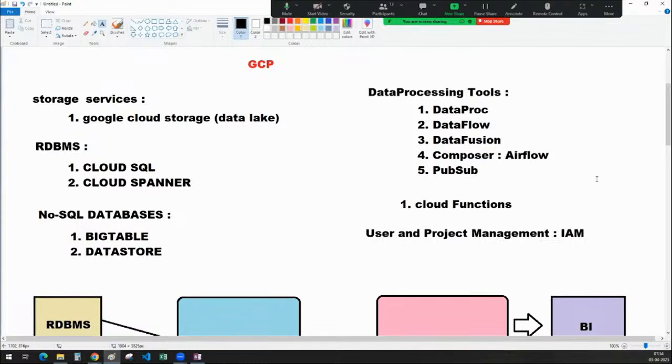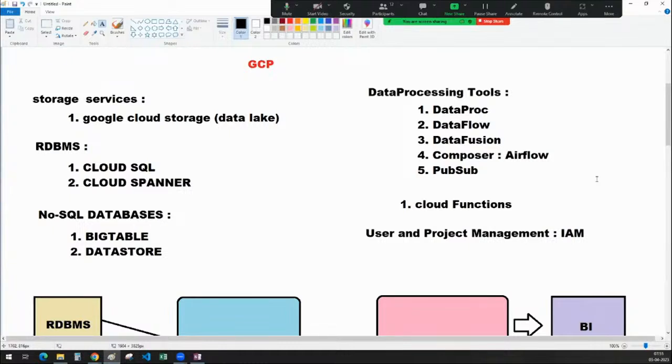So that is where we will take care of all the user access as well as the project management with the help of IAM. IAM is an authorization tool, I would say, in GCP. Not only in GCP, it is available in AWS as well as Azure. Identity and access management, guys, that is also something we are learning.